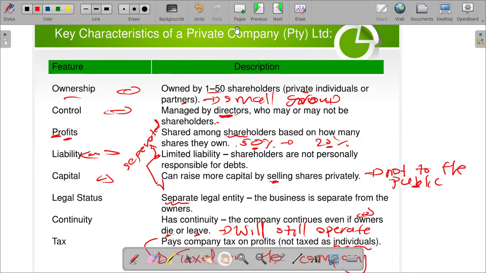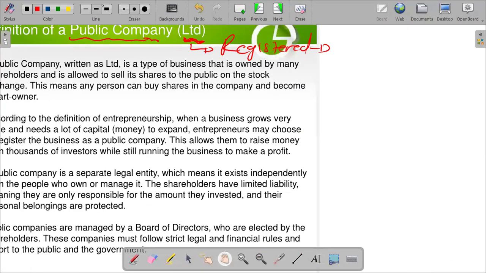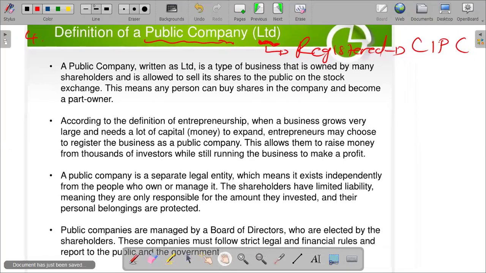All right. And then as we move along, we go to our fourth form of ownership, which is what? A public company. And remember this LTD, meaning what? Limited. Again, it appears so you get this abbreviation if you are a registered company. Where do you register, or with who do you register? You register with the CIPC. So this acronym shows that the company is registered.